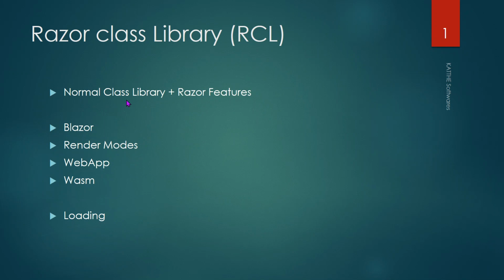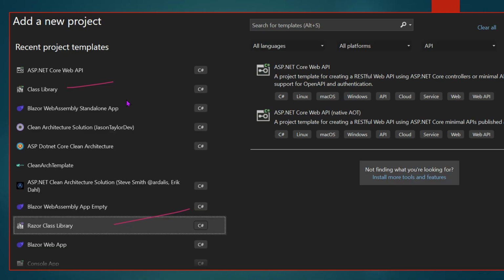But don't get everything mixed up. Razor class library is just one feature, a separate class library, and you're trying to reuse it. And how to load it, how to use those components. That's what I'm trying to give you. Yeah, that's what I was just trying to tell you.